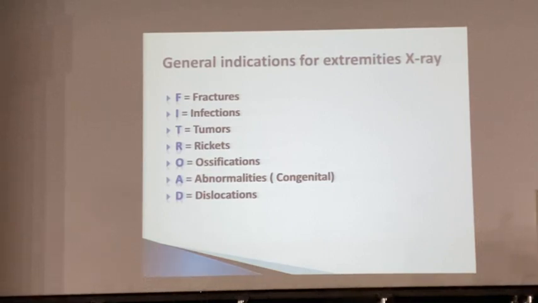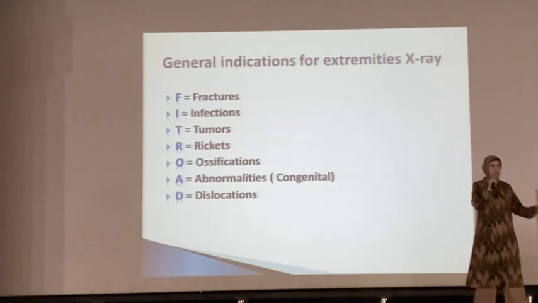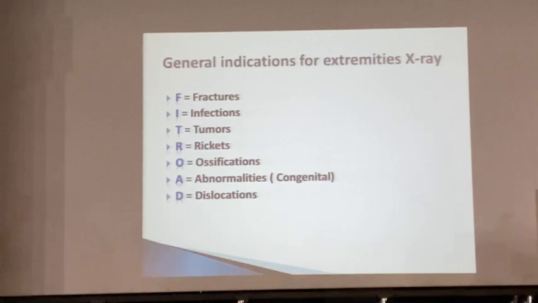Okay? Then, for evaluation of the ossification centers and detection of the bone age, we can use the X-ray of our extremities. A is for any congenital abnormalities, and finally D is for dislocations of the joints. This is the simple mnemonic for X-ray indications of our body parts, especially the extremities, upper limbs and lower limbs, the bones and joints.